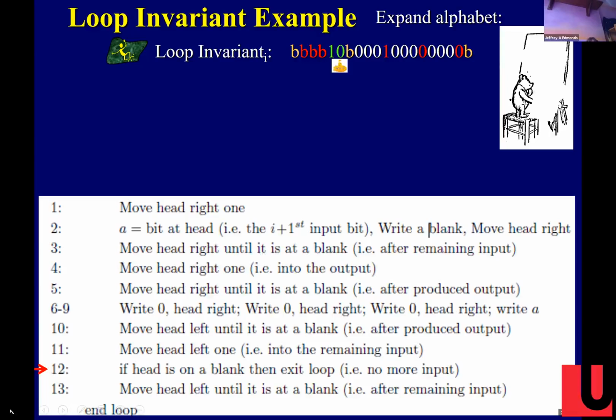And then line 12 says, if you're on a blank, that means we're done, right? Because when we moved past this blank, we moved into the input. And if there's no more input, then we're done. So if this is our current picture and you happen to be on a blank right now, why are you on a blank? Because there's no more input to process. So if that's the case, then exit the loop, all right? But it's not the case. So let's go to line 13.